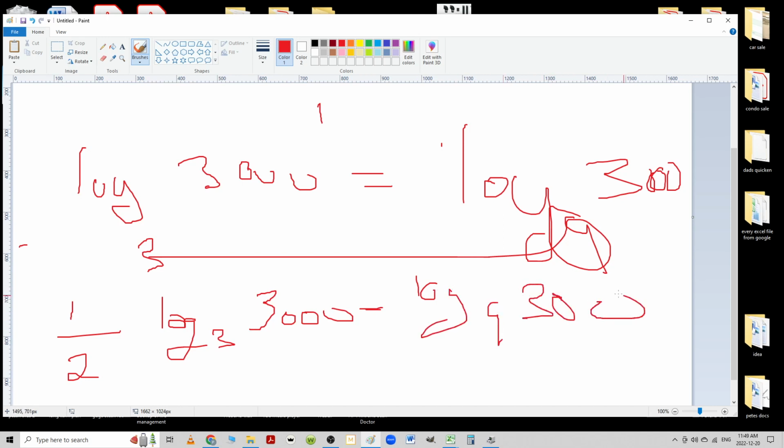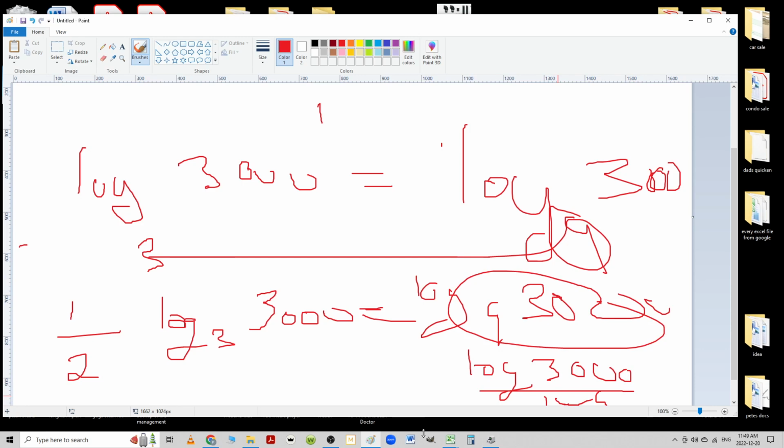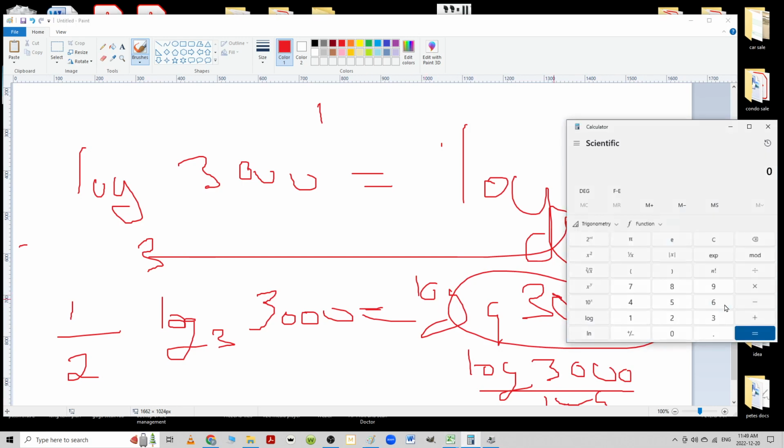Now, how do I prove this is true? Well, in my calculator, if I do log of 3,000 divided by the log of 9, I will get this answer. That's the base rule. So 3,000 log divided by 9 log. I get this awful number.